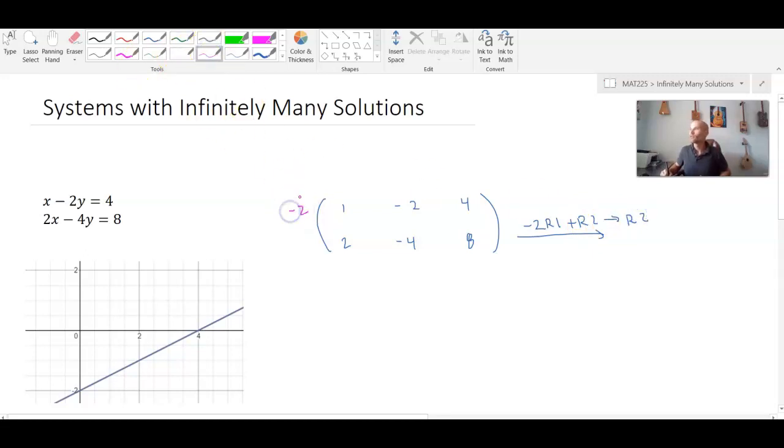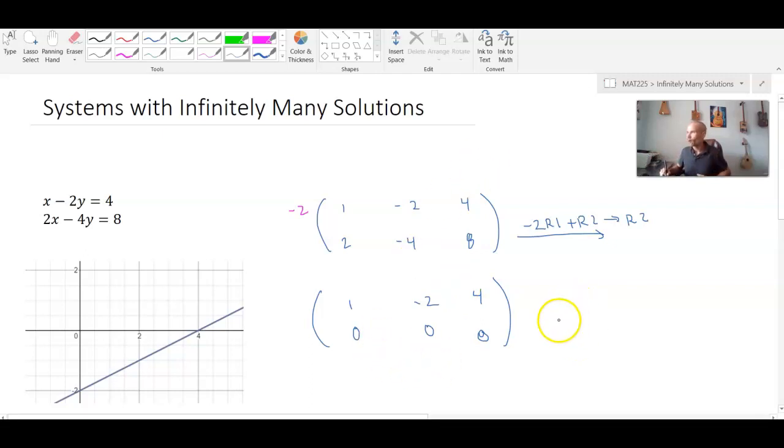So if I take negative 2 times the first row, I'm going to get the matrix. We're leaving the first row the same. 1, negative 2, 4. And negative 2 times 1 plus 2 is 0. Negative 2 times negative 2 is positive 4, minus 4 is 0. And this is one of those cases where, depending on what happens next, there could be 0 or infinitely many solutions. However, negative 2 times 4 plus 8 is in fact 0 again. So we get one of those situations where the second equation really does not give us any new information.